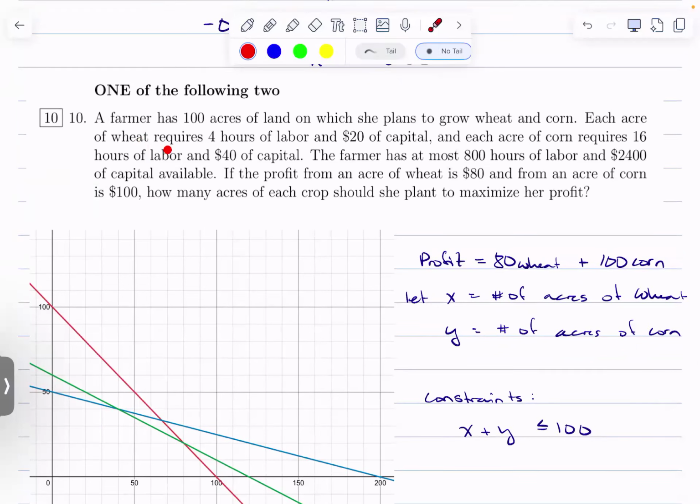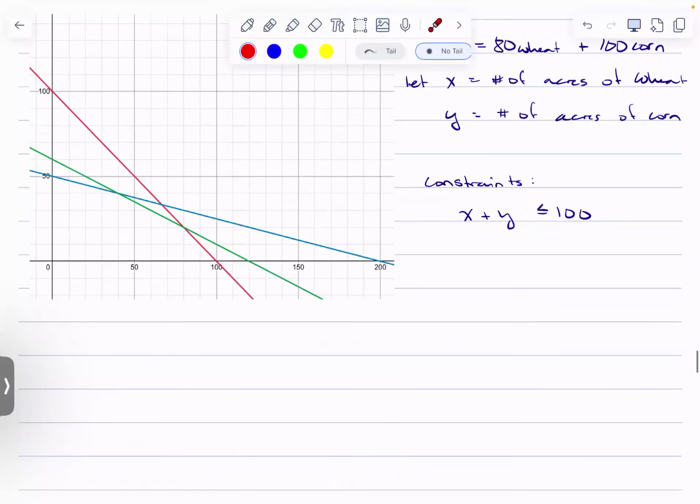Each acre of wheat requires 4 hours of labor and $20 of capital. So this is one of those situations where you get constraints on the labor as well as constraints on the capital, and you want to tease those out. And so here, this is a constraint on the number of acres, and then we have a constraint on the labor and a constraint on the capital.